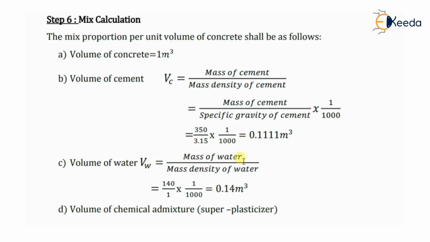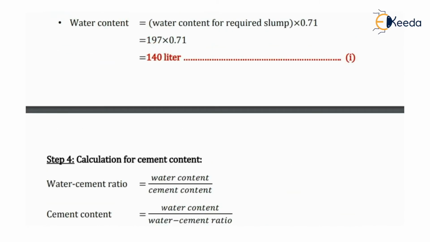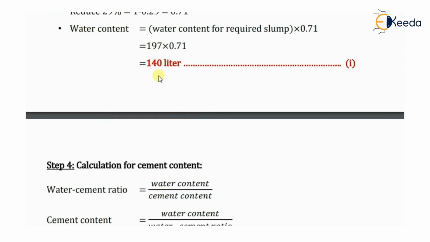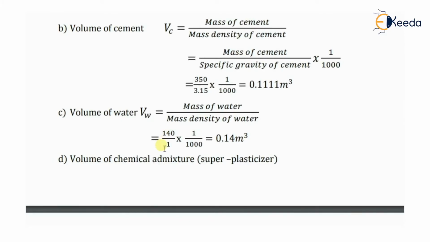Then let's find out the volume of water. Similarly, you put the same formula: mass of water divided by mass density of water, that is nothing but 140, which we have calculated as the mass of water. You can check it here. See, in the third step, water content is 140, so I will put 140 there. So 140 divided by 1, mass density 1 into 1 by 1000, which comes as 0.14 meter cube, because we want this value in meter cube.